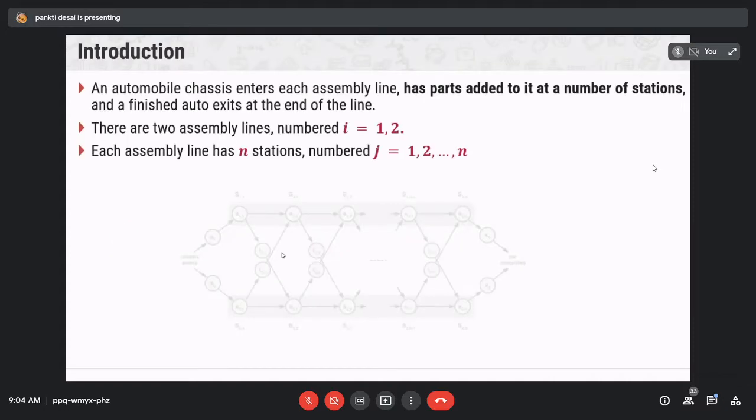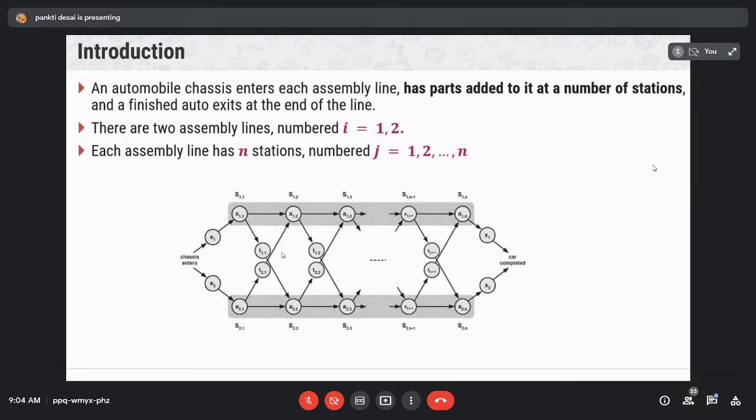So for that, we consider the structure of the assembly line with stations. Here S11, S12, S13, S14, then S21 are stations. This is your first assembly line and this is your second assembly line. From here, chassis enter assembly line 1. From here, chassis enter assembly line 2. And this is the end part of your assembly line, so here you get the final product, that is your completed car.